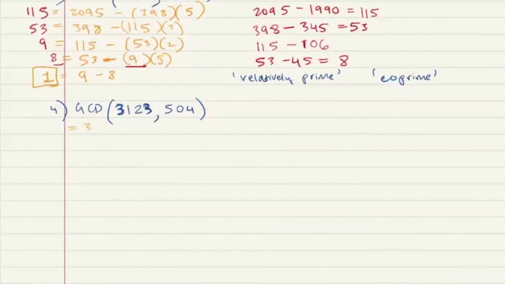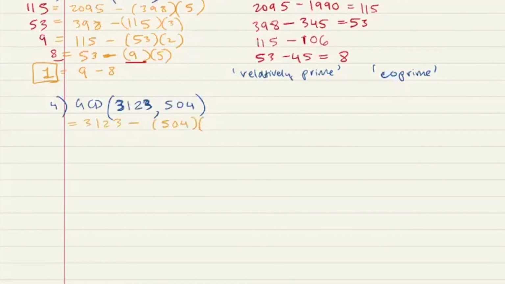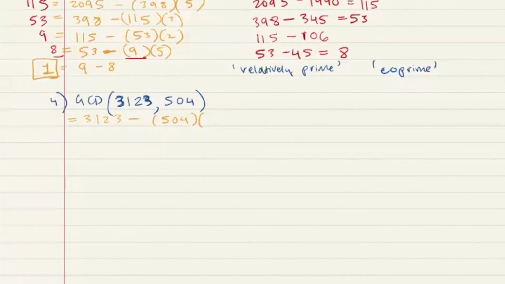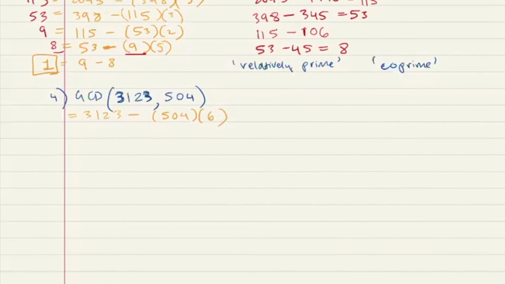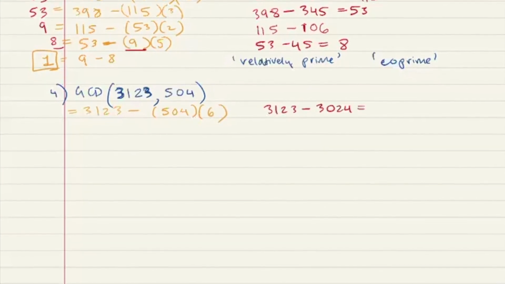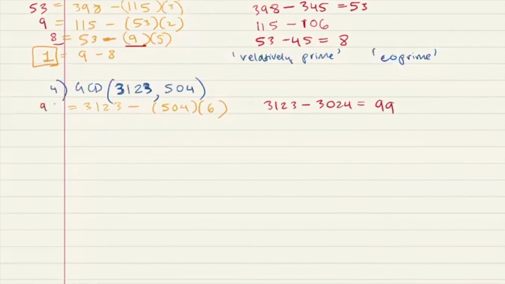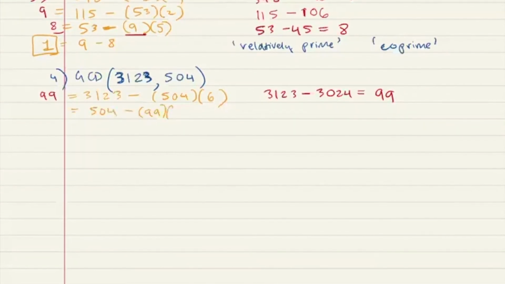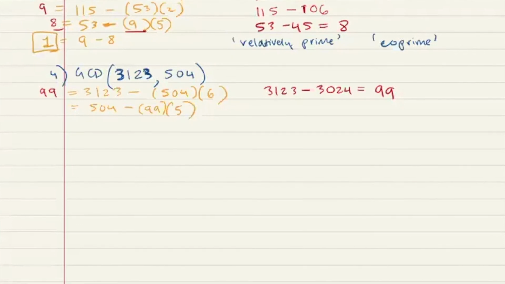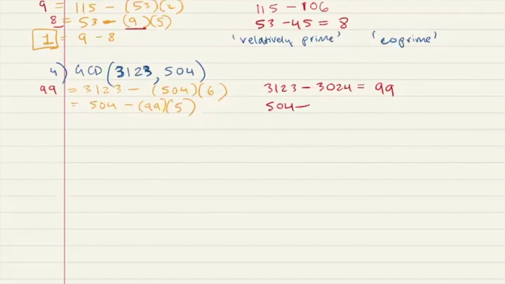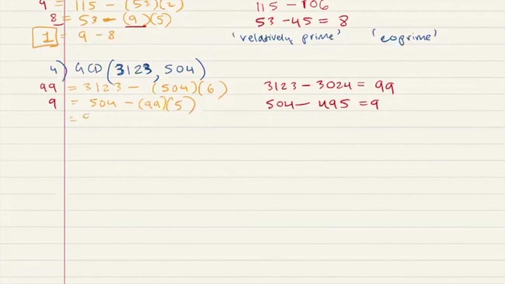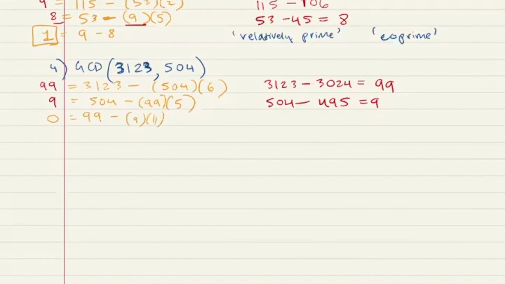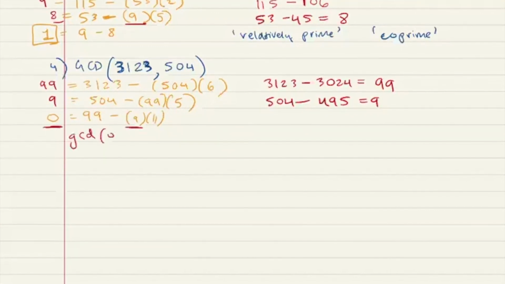For the final problem, we take 3,123 and subtract 504 times 6, which is 99. Our new pair of numbers is then 99 and 504. 504 is the larger number, so 504 minus 99 times 5 is 9. We now have the pair 99 and 9. Since the GCD of 9 and 99 is 9, we can stop here and know that the GCD of the original numbers is 9.